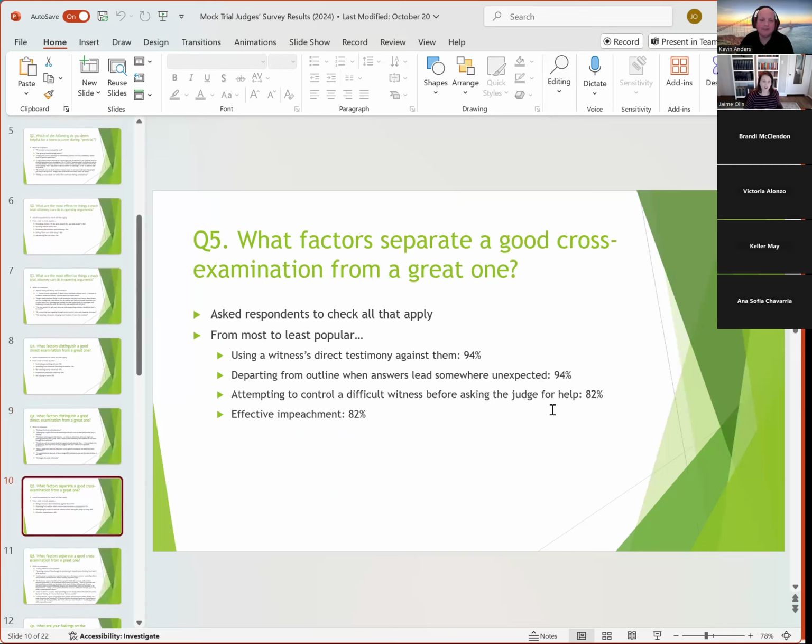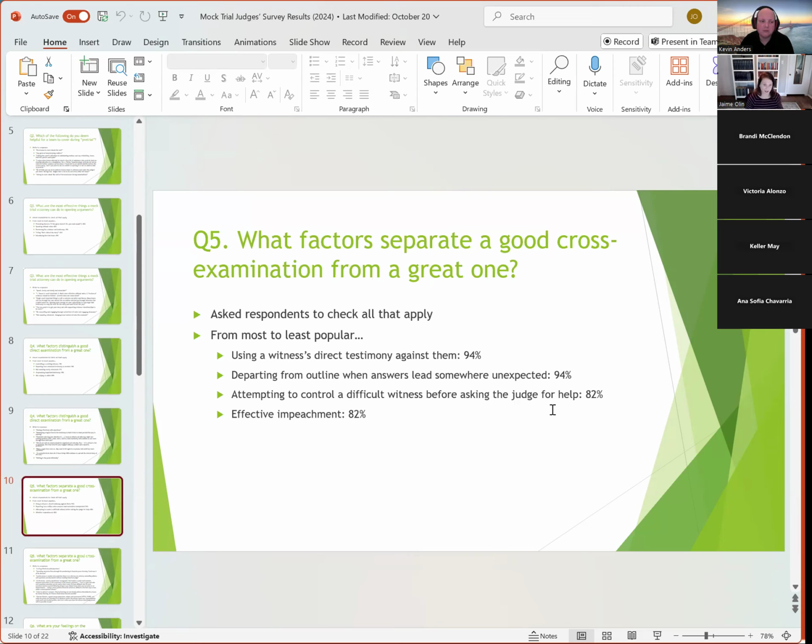Okay, and then cross-examination. Like I said before, if direct is telling a story, then cross is poking holes in your opponent's story. The two most important things that presiding judges found for good or great cross examinations: number one, using a witness's direct testimony against them, because it is so much more effective on cross examination to have the witness eat their own words than to tell them something that comes from you and then have them agree or disagree with it. If you're using their own words, they can't run from that.